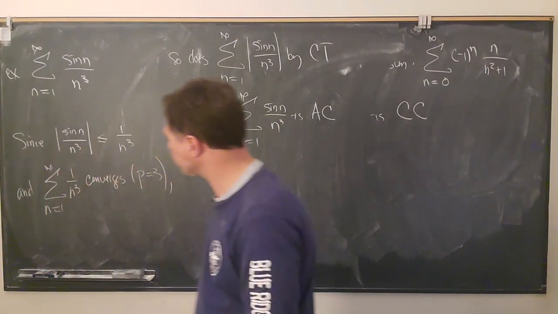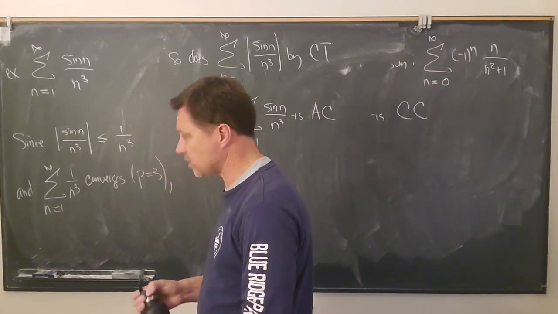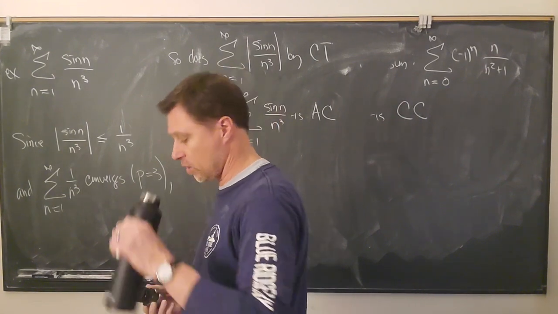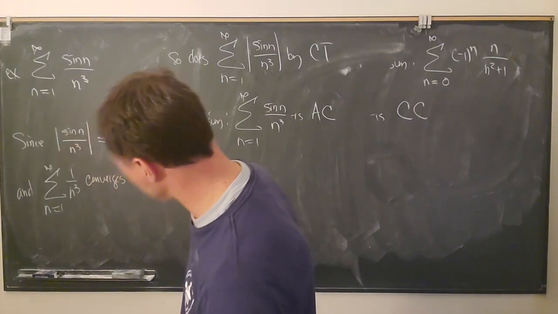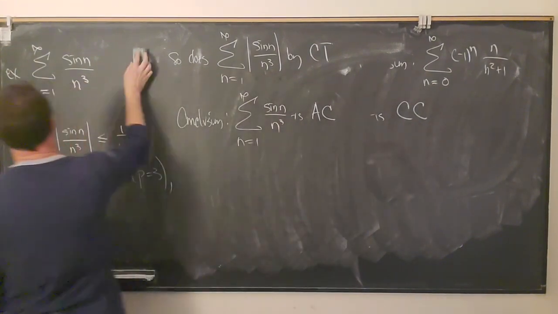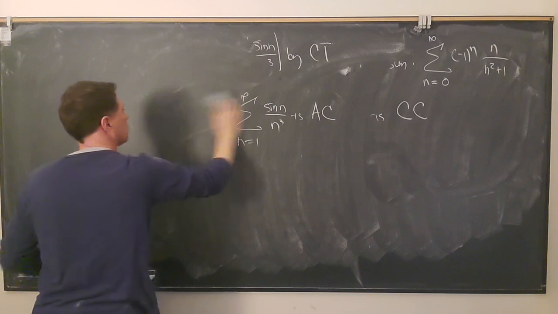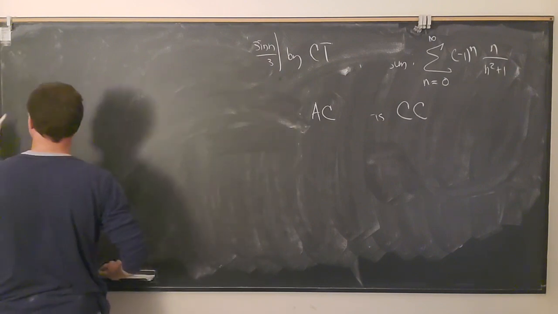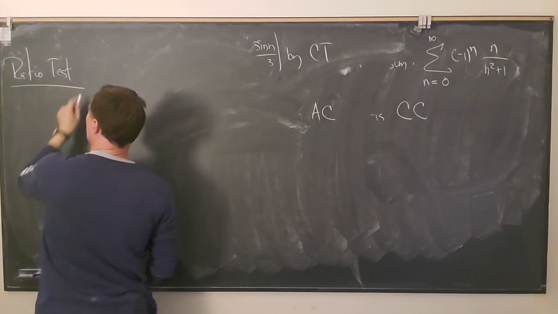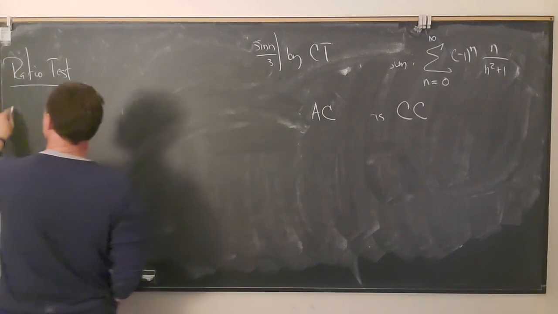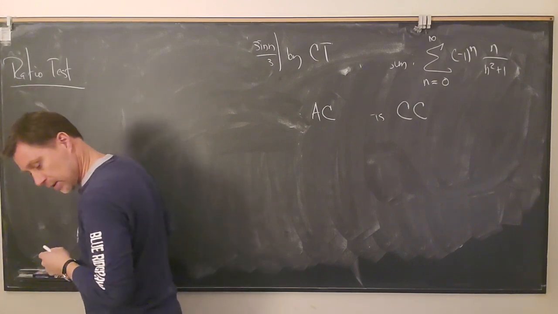Now, there's a couple of tests that we're going to now use that allow us to conclude convergence, absolute convergence, or divergence. The first one, and this is one of my favorite tests, is called the ratio test. And it goes like this. There's 3 parts to this, so I'll write it as A, B, and C.